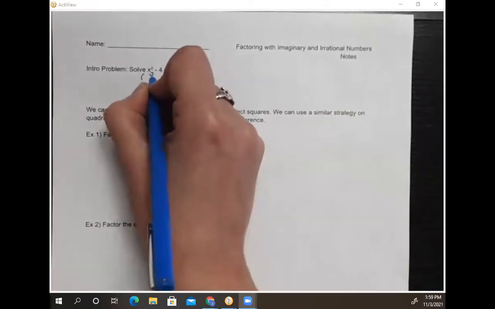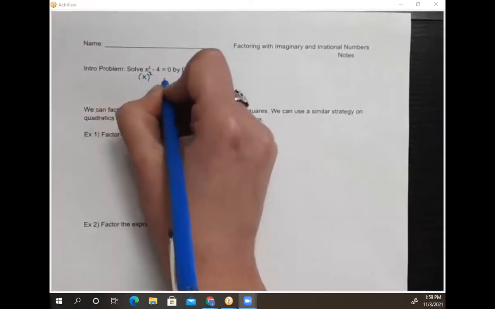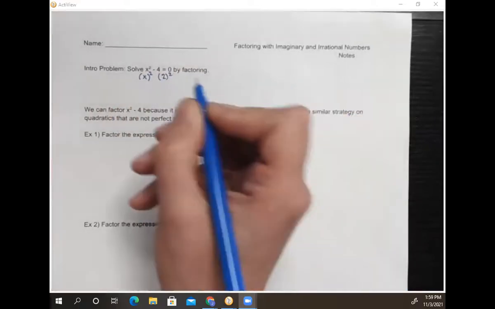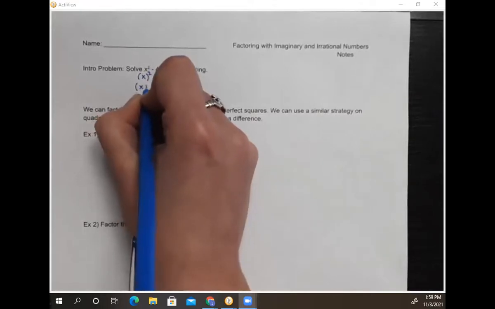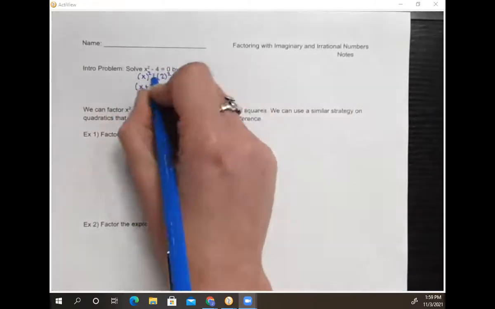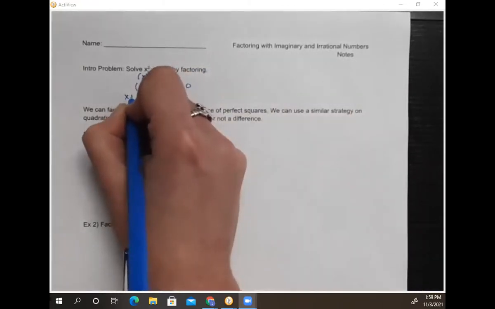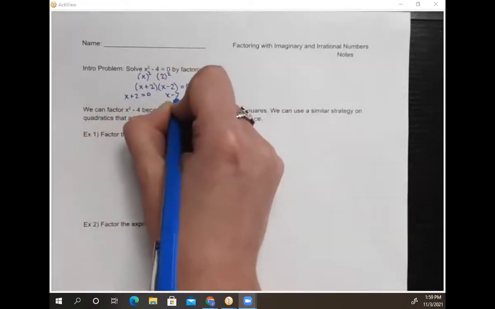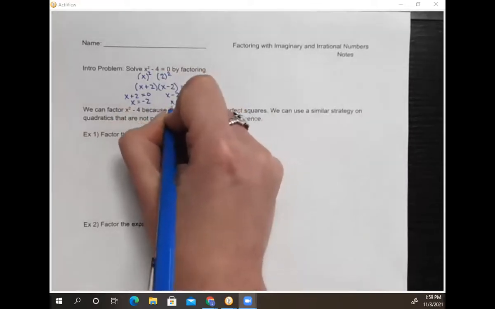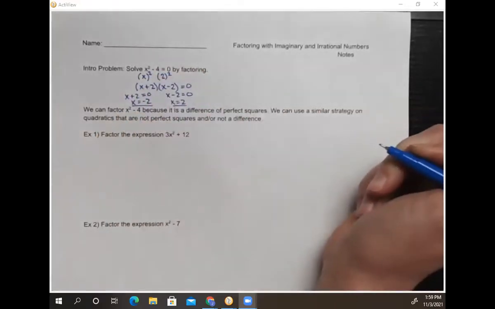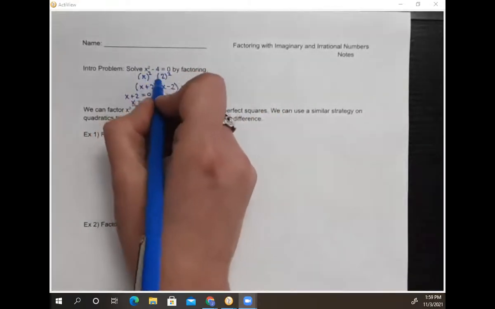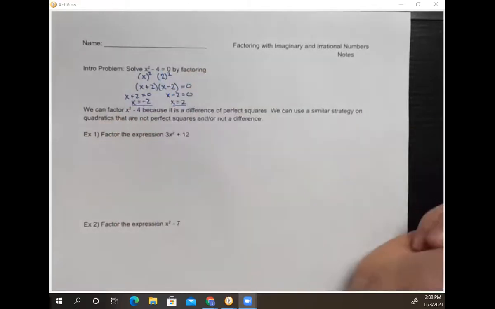So I want to know, what did I square to get x squared? Well, that would have been x. And what did I square to get 4? Well, that would be 2. So I could factor this as x plus 2 times x minus 2. And then if we're solving here, I would set each factor equal to 0 and solve for x. So I would get x to be -2 and x to be +2. Since we've been talking about solving, we'll go all the way to the solutions on this intro problem. But the big idea here is that difference of squares pattern to be able to get that factored form.